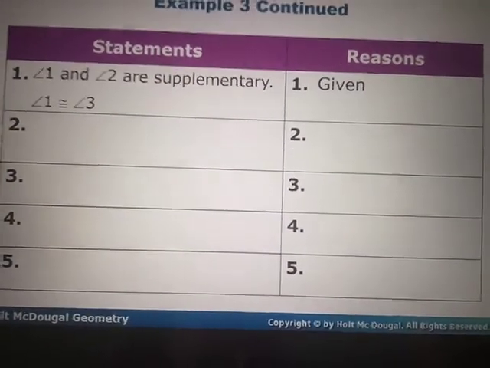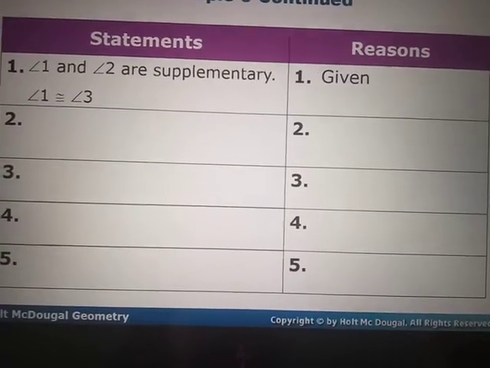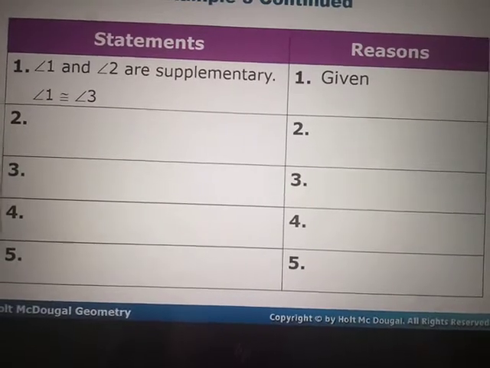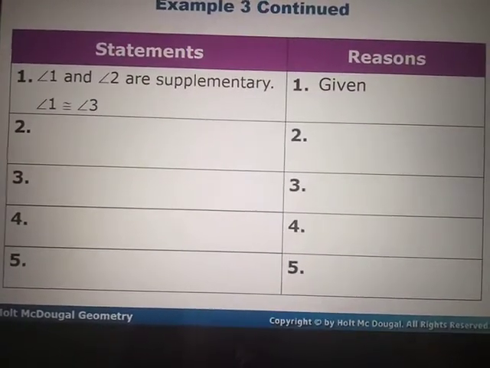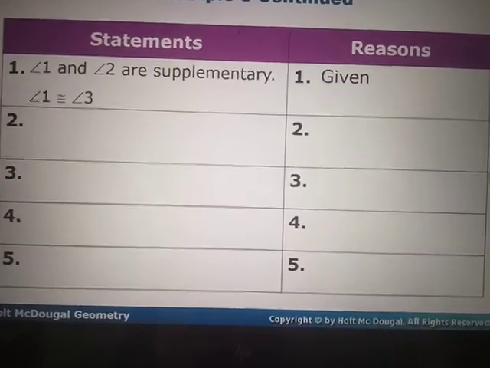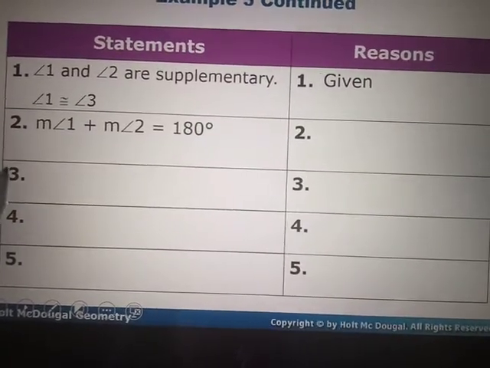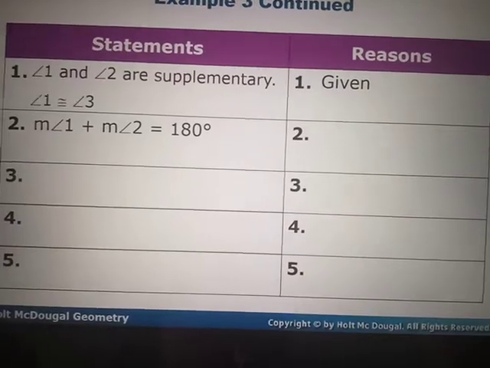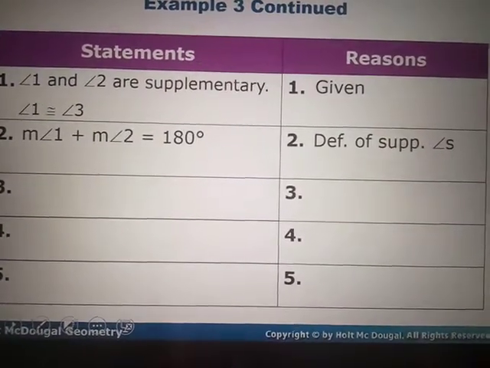I said, what is the second step if he gives you two angles that are supplementary? Excellent. Measure angle 1 plus measure angle 2 equal 180. From where you understood this, what is the reason of this? From the definition of supplementary angles. Measure angle 1 plus measure angle 2 equal 180, from the definition of supplementary angles.